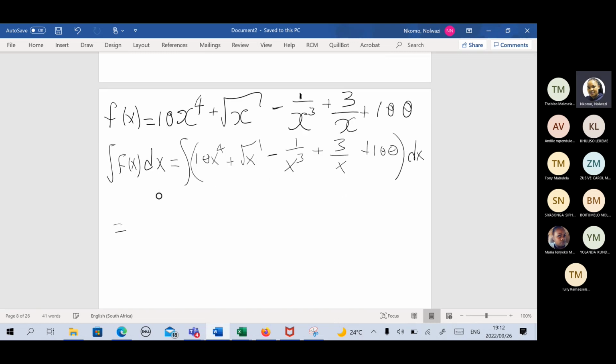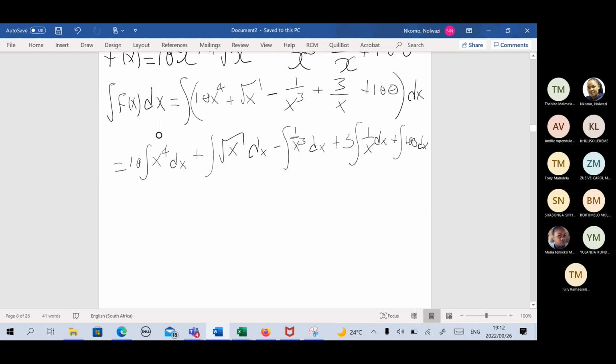Okay. And I said the first thing that you can do is to separate all your terms, to integrate them separately. You can write this as 10 times the integral of x to the power 4 with respect to x, plus the integral of root x with respect to x, minus the integral of 1 over x cubed with respect to x, plus 3 times the integral of 1 over x dx, plus the integral of 100 with respect to x, right? And then before you integrate, you can check if you can simplify your function further, just to make it simple for you to apply your rules.